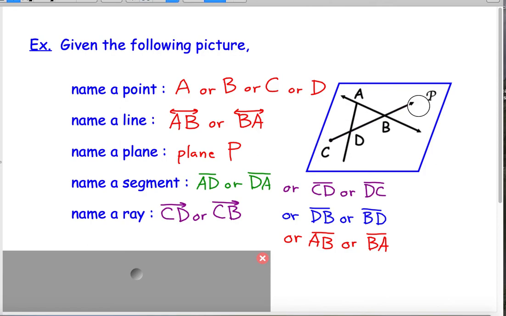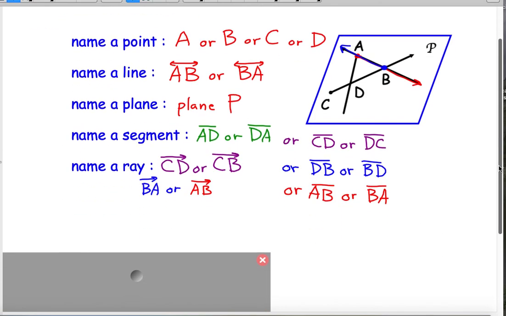You have some other options here as well. You could have, I guess, done a ray that starts at A and goes through B. That would be a possibility. You could have also done a ray that starts at B and goes through A. So that's another possibility. So I guess I should list those. So ray BA is a ray in the picture. Or you could have said ray AB. Those are different. They're not the same ray. They're referred to different rays.